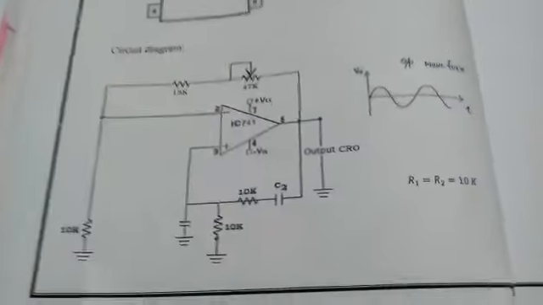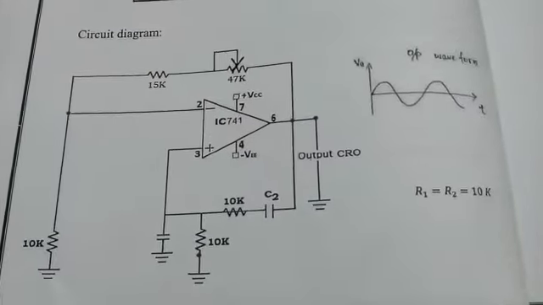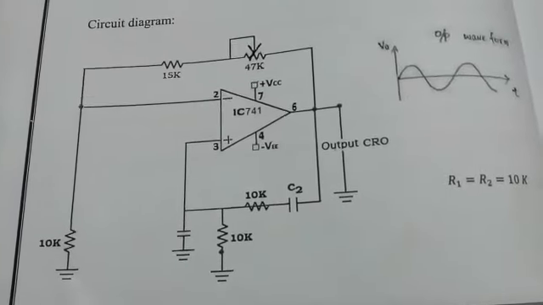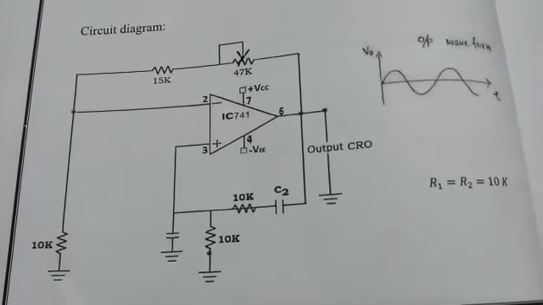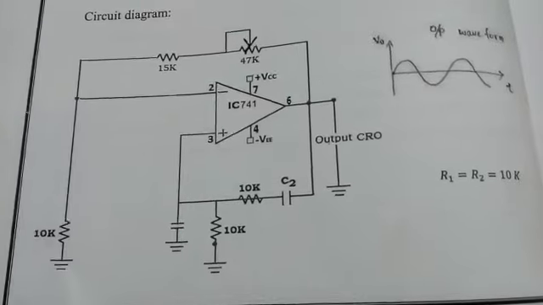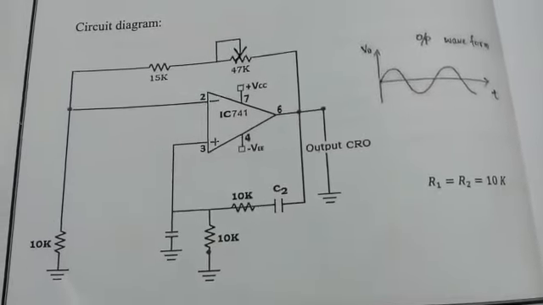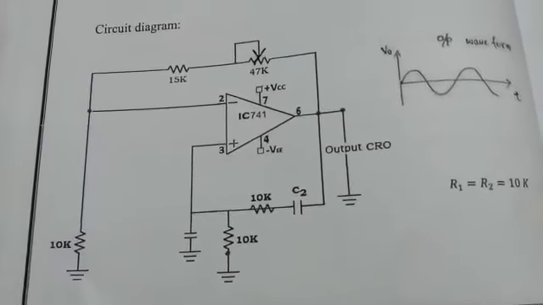What is the aim of the experiment? The aim of the experiment is to construct the operational amplifier circuit and find the frequency practically and theoretically. Figure shows the circuit diagram for the operational amplifier.